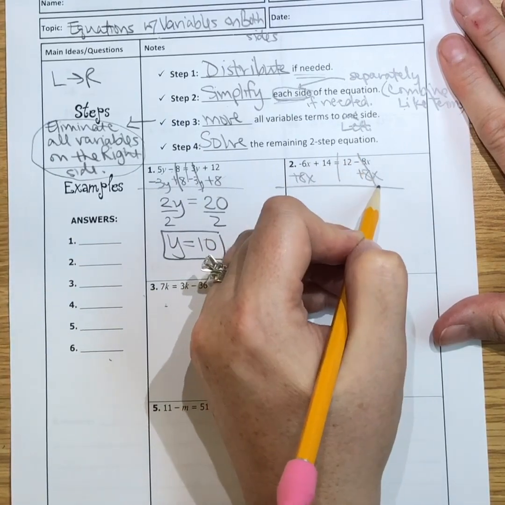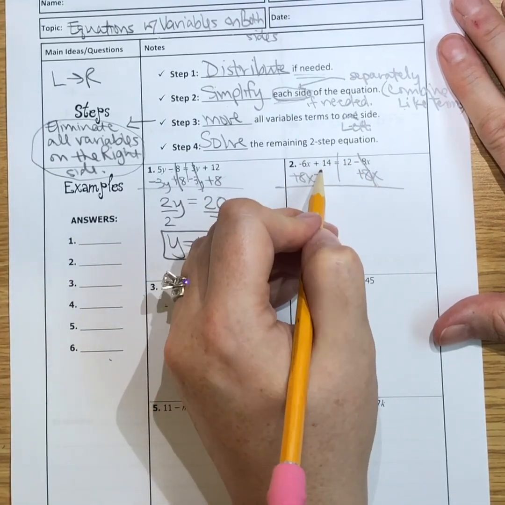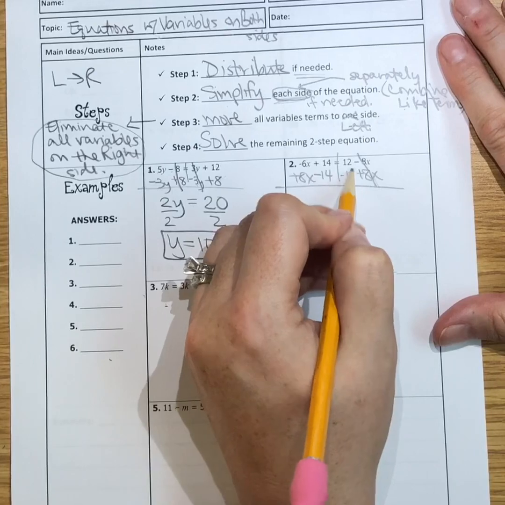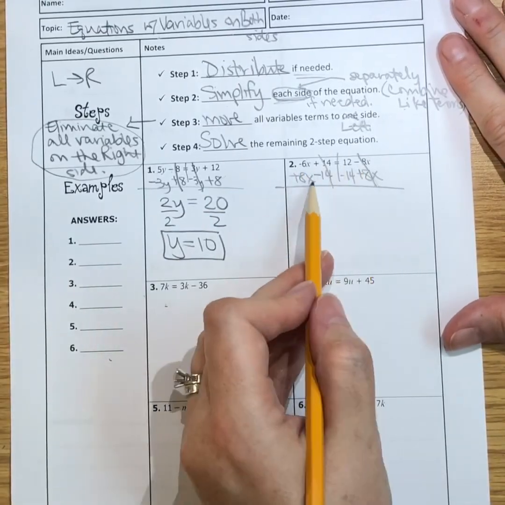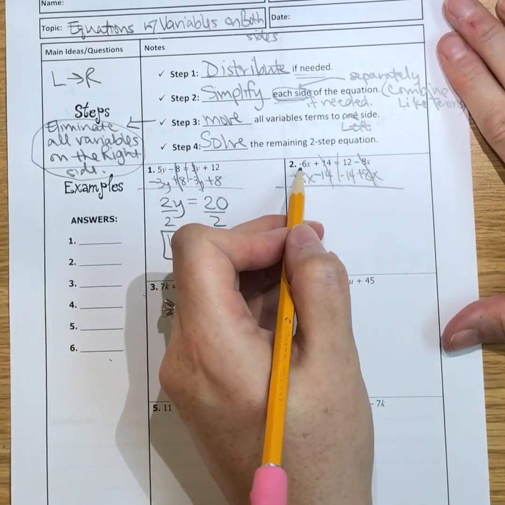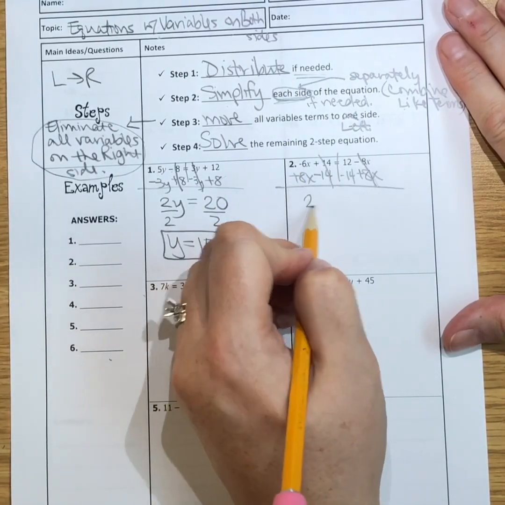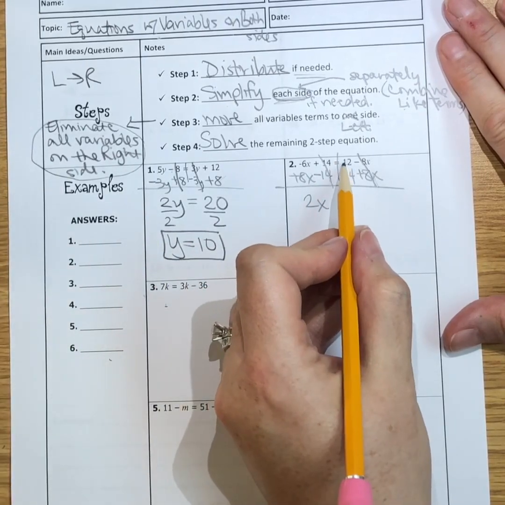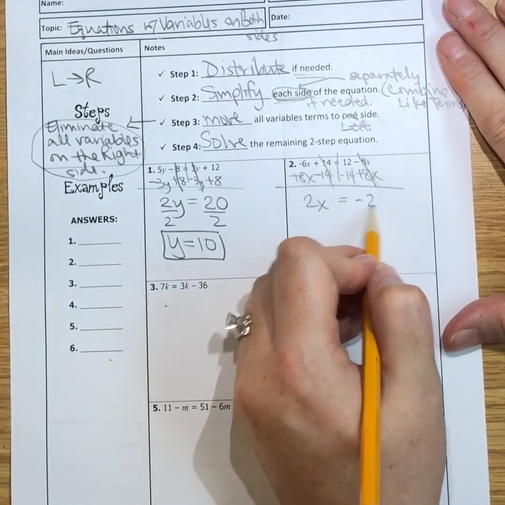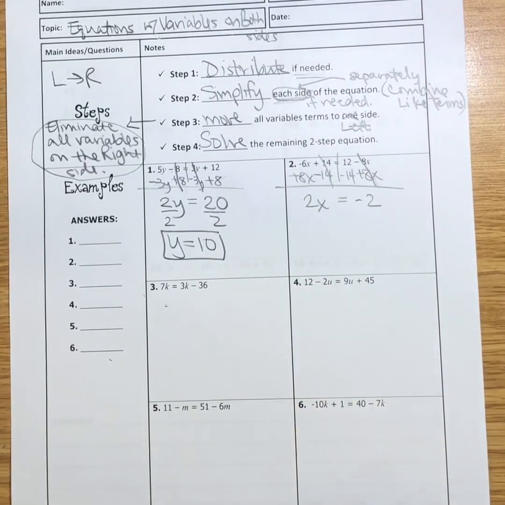On the right-hand side, we want to eliminate the variables. On the left-hand side, we want to eliminate the constants. Okay? Now I'm going to go ahead and simplify the like terms. So negative 6x and positive 8x, there's more positives, so it's 2x. Have your equal sign in the middle. 12 and negative 14, there's more negatives, and it's negative 2.